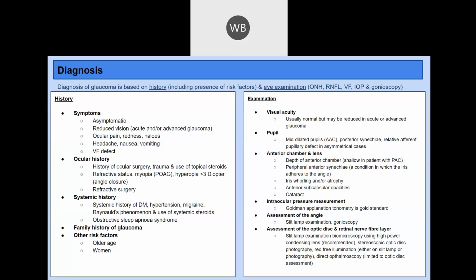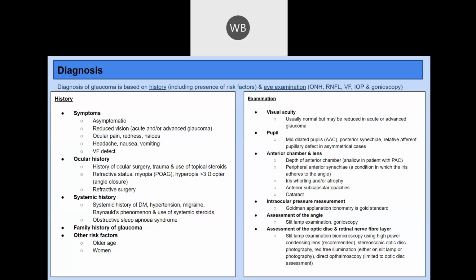For the risk factors, in the ocular history, the patient may have a history of ocular surgery, trauma, and use of topical steroid. For the refractive status, myopia may contribute to primary open angle glaucoma, while hyperopia will contribute to angle closure. For the systemic history, the patient may have diabetes mellitus, hypertension, migraine, Raynaud phenomenon, use of systemic steroid, and obstructive sleep apnea syndrome. The patient may also have a family history of glaucoma. Other risk factors that contribute to angle closure glaucoma are older age and being a woman.